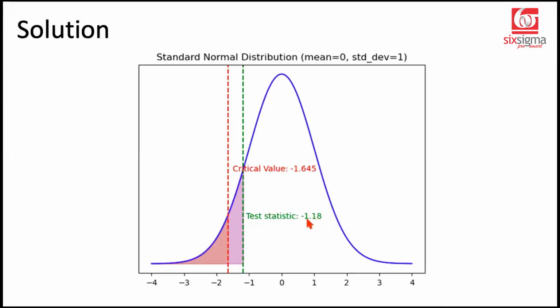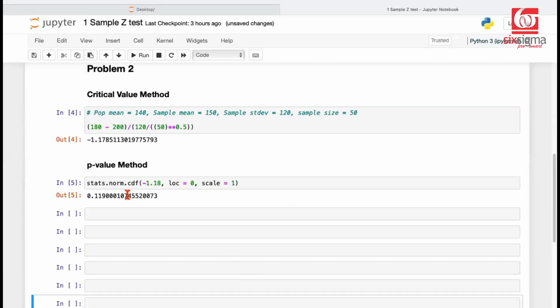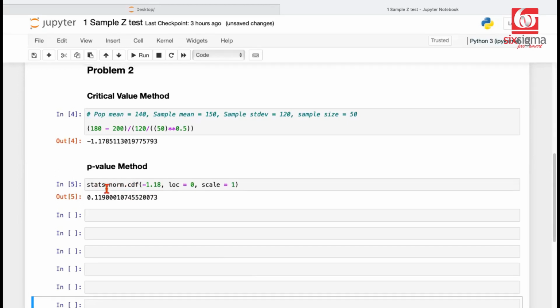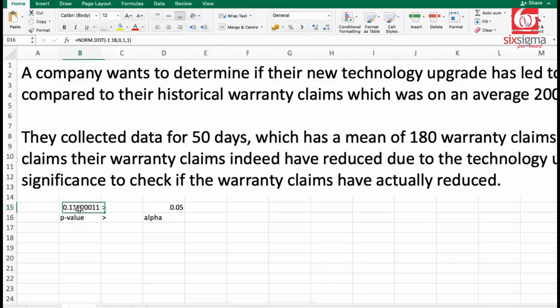And now we just have to convert this to the probability. So if we use stats.norm.cdf of negative 1.18, notice we are not doing any 1 minus in this particular case because this is already on the left tail. And this value comes to 0.119. Let me show you what we got in Excel. Here is the value that we calculated in Excel, 0.119.